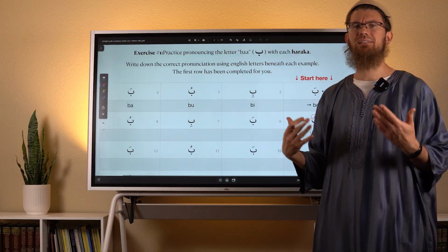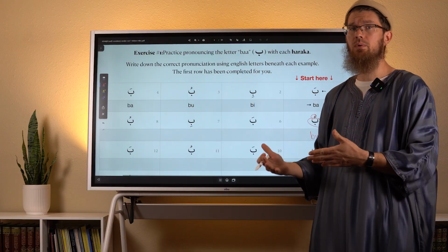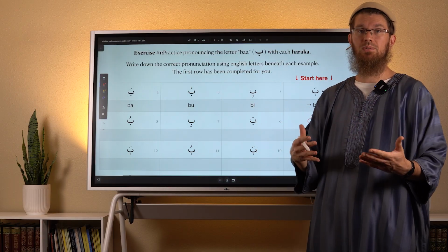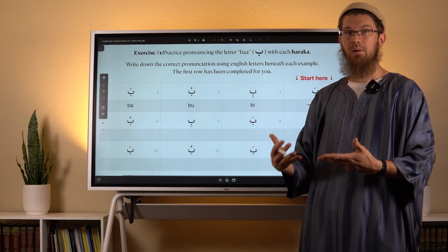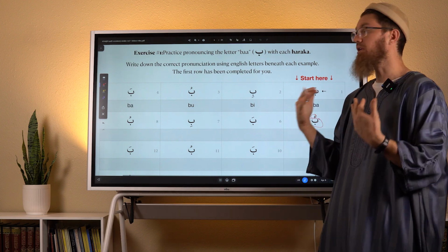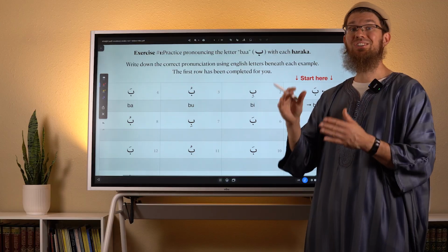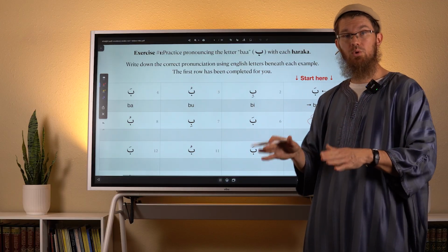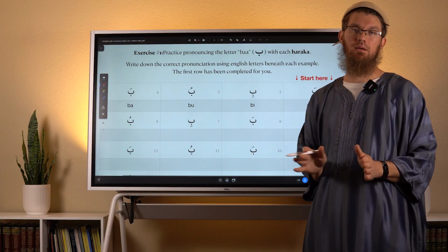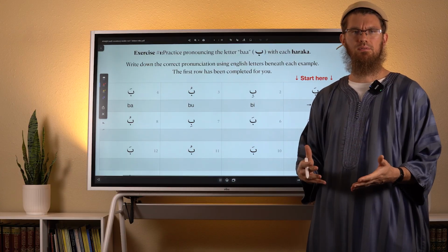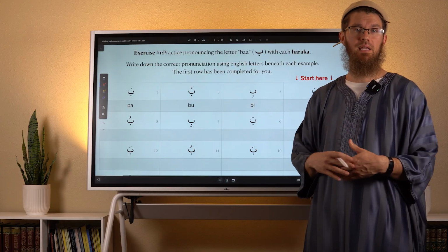So hopefully you found this lesson rather simple to follow along with. Of course, it does take time to memorize the different letters and symbols and the sounds that they represent. However, inshallah, if you just go through these lessons and you complete the exercises, then by the time you finish lesson 20 of this course, you will know how to read the Arabic language. Allah knows best. Thank you for watching. May Allah make it easy for all of us to learn and improve in the Arabic language.